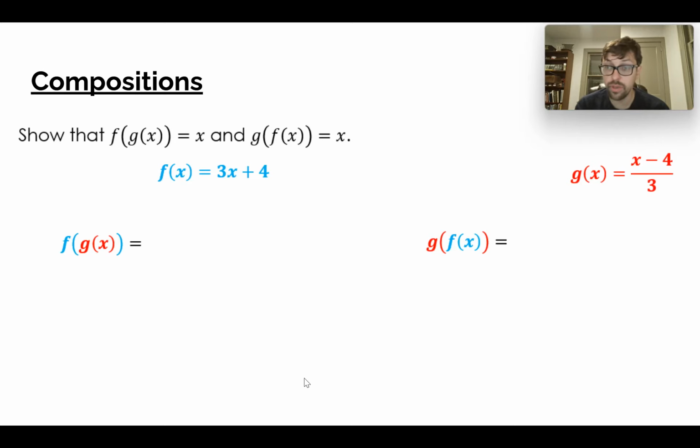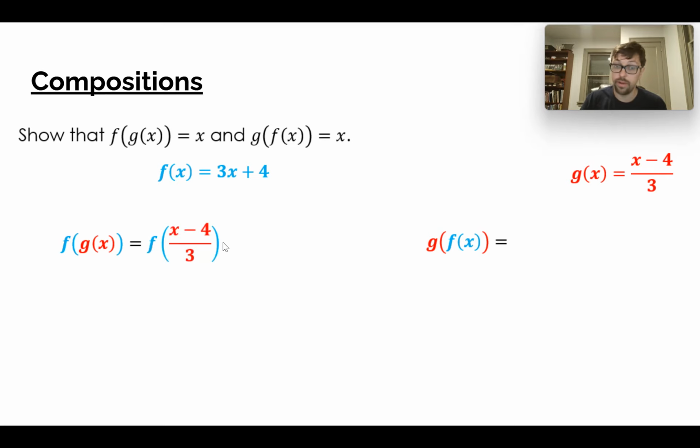A type of result that we really get excited about when we're composing functions as mathematicians is just getting an x back out. So we're going to show that these two functions, when we compose them with each other, we get just an x. So I want to figure out what f of g of x is. So remember, this is the same as f circle g. Replacing that x with x minus 4 over 3.